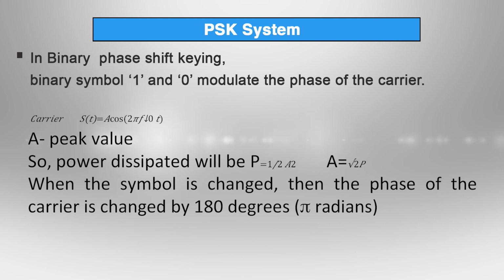In phase shift keying, the binary symbols 1 and 0 modulate the phase of the carrier. Suppose we have a carrier signal, which is represented as S(t) = A cos(2πft), where A is the peak value of the sinusoidal carrier, that is, the amplitude of the carrier. The power dissipation will be A squared by 2, so the peak value A equals the square root of 2P. When the symbol is changed, the phase of the carrier is also changed by 180 degrees, which is π radians.